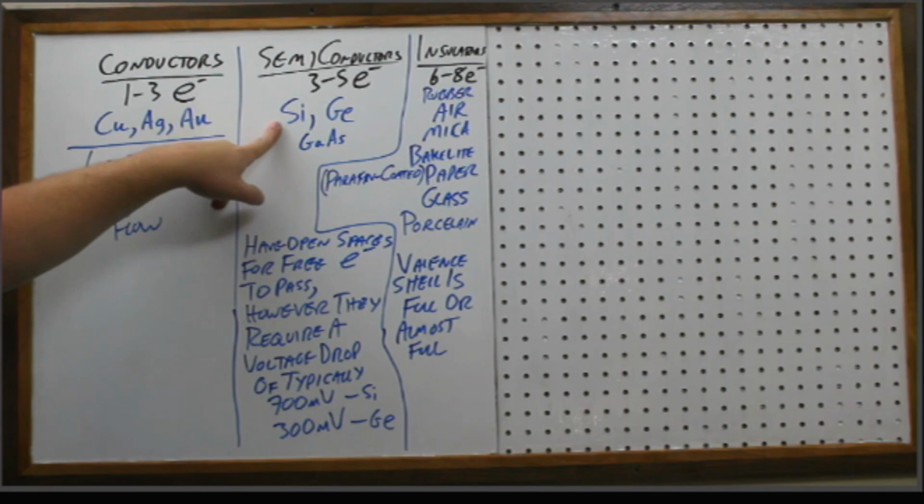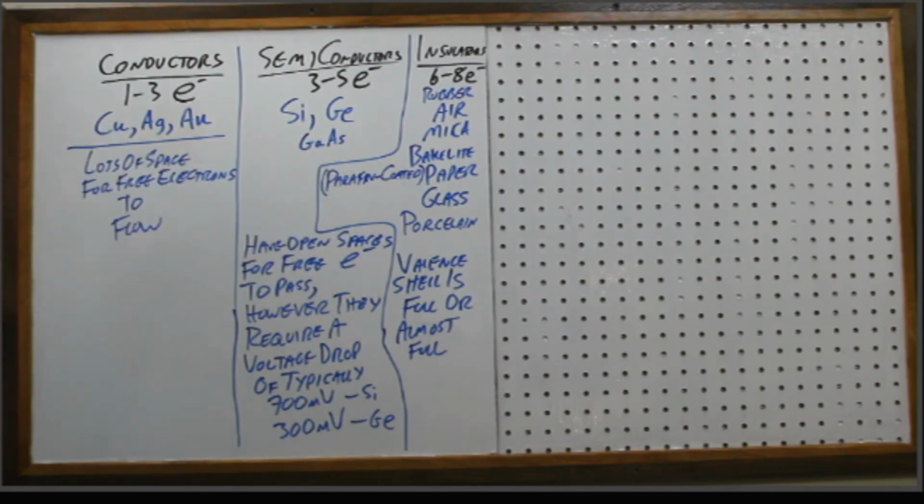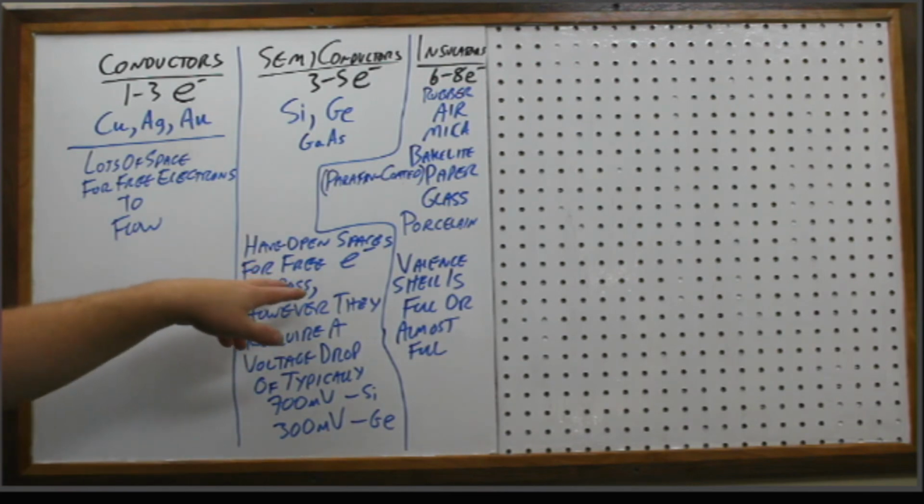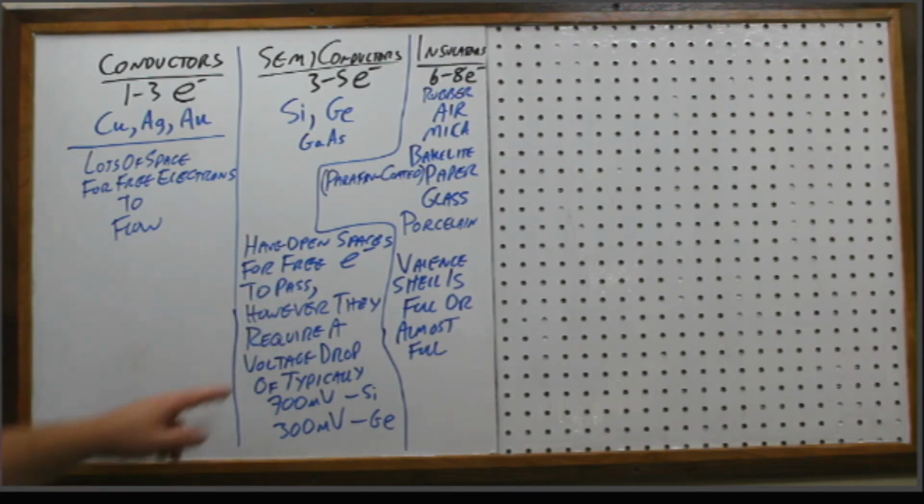Semiconductors like silicon, germanium, or gallium arsenic, 3 to 5 electrons, and they do have open spaces for those free electrons to pass. However, they require a voltage drop of typically, for a silicon diode, it's about 700 millivolts, and for a germanium diode, it's about 300 millivolts.